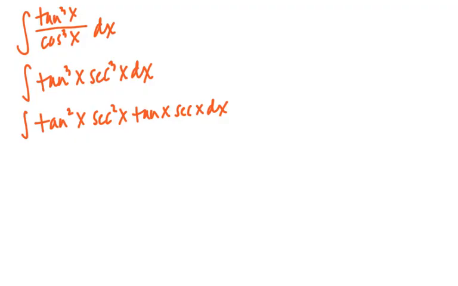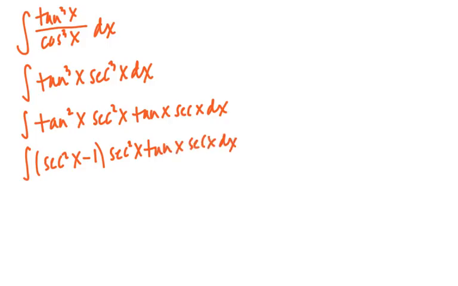So I want to replace that tangent squared with secant squared x minus 1 because I know that secant squared x equals 1 plus tangent squared. So tangent squared equals secant squared minus 1. And we continue secant squared x, secant x tangent x dx. So let's let u equal secant x. Then du is tangent x, secant x dx.